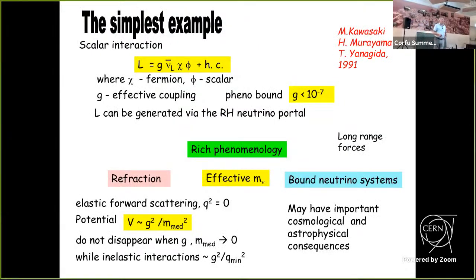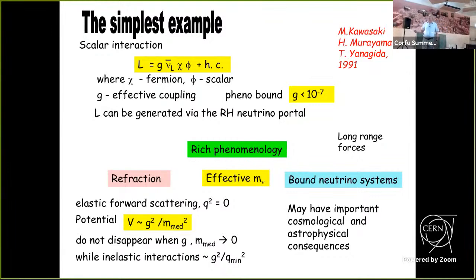Let me just show what's going on in a very simple example. Let's take just the interaction of a neutrino with some new fermion, which could be a right-handed component, and a scalar field. Actually, people started a long time ago trying to extract some information from this type of interaction. So G is an effective coupling, and there is a quite stringent phenomenological bound that G is smaller than 10 to the -7. In this type of interaction, because this is a doublet, the charges here are singlets, this fermion F can appear through the right-handed neutrino portal. So through right-handed neutrinos, you can introduce such an interaction with small couplings.